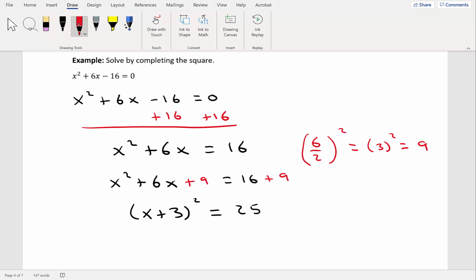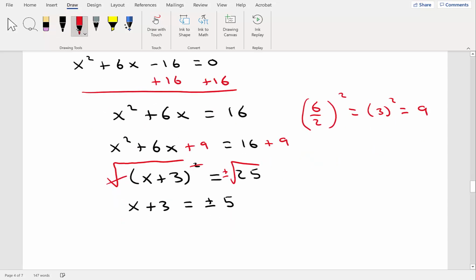Now I have it in the same form as those previous examples that we saw. So in order to continue to solve it, I can go ahead and use the square root principle. Take the square root of both sides, with your plus or minus. The square root and second power cancel out. I get x plus 3 is equal to plus or minus, and the square root of 25 gives me 5. Okay. Now one last thing to solve for x. Subtract 3 from both sides. We get x is equal to negative 3 plus or minus 5.